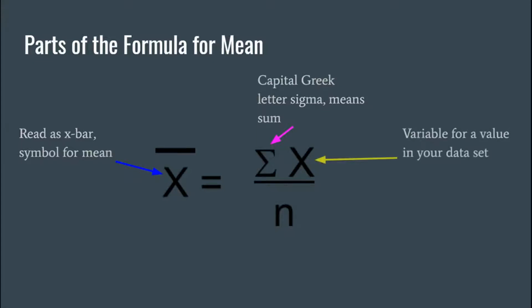Okay, so this one here is the variable for each value in your data set. So everything you have in your data set is represented by this x here, and this one here is the amount of things you have in your data set. So if you have 5 numbers, your n would be 5. Or if you have 6 people, your n would be 6. Stuff like that. Okay, so I hope that makes sense.